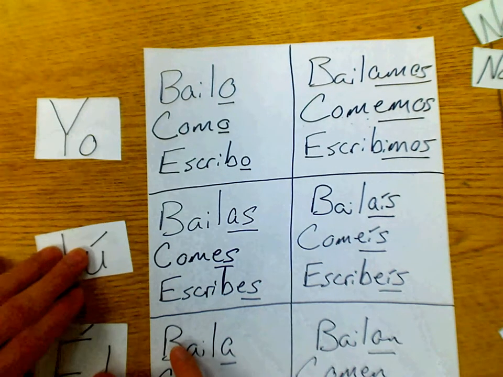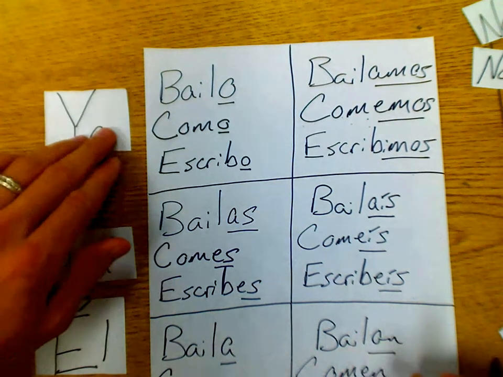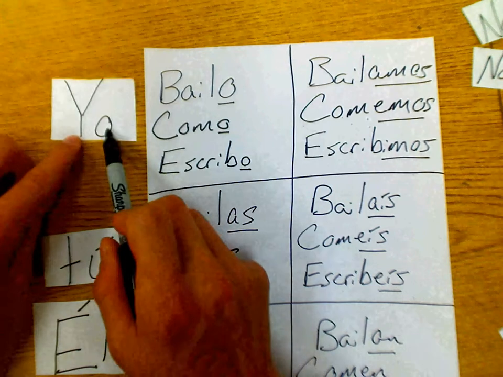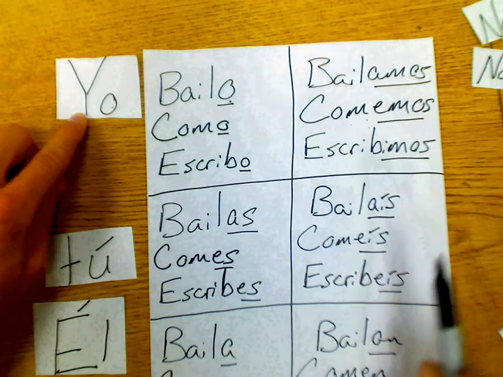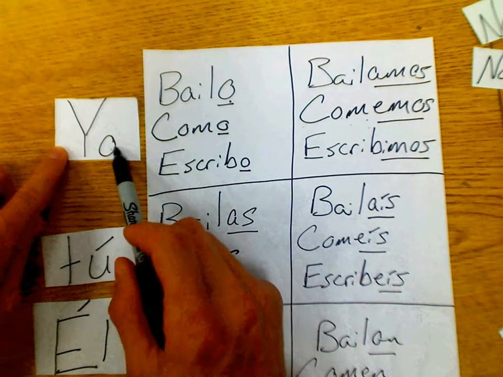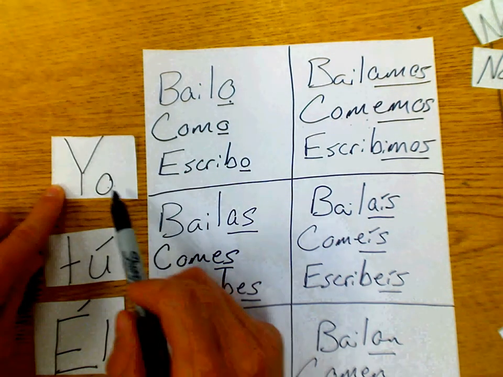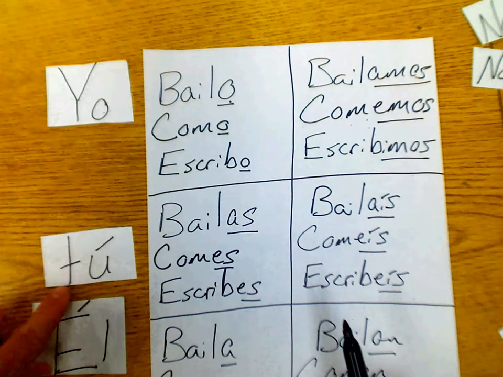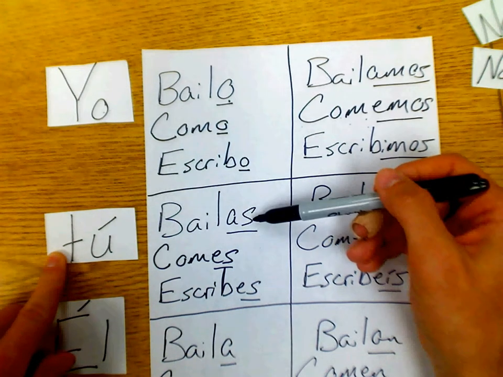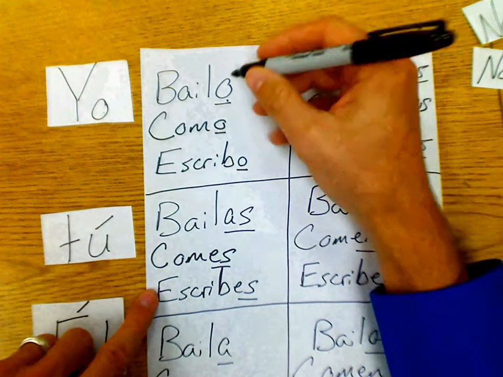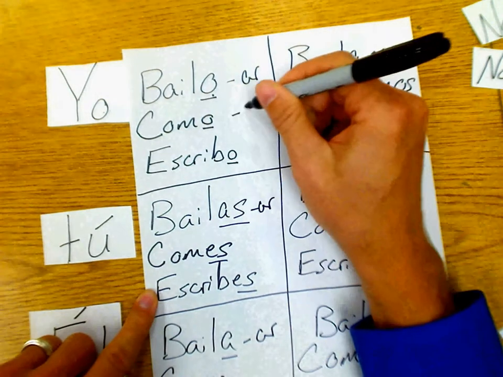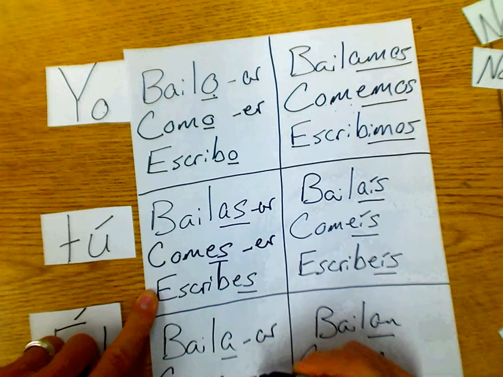So, if I want to say I dance, remember, bailar means to dance. So, yo, and we change the ending to an O instead of the AR. Yo bailo. I eat. Yo como. I write. Yo escribo. Let's look at the other ones. Tú bailas. The ending is changed. It's no longer O, it's an AS. And by the way, this is an AR verb. These others, this one is an ER.